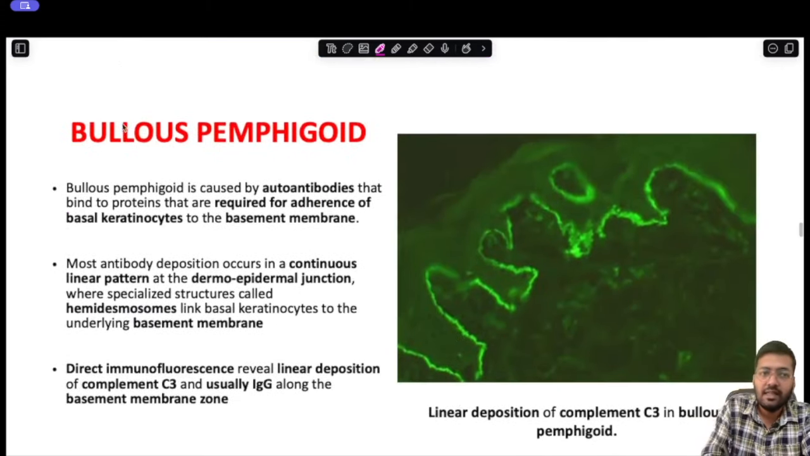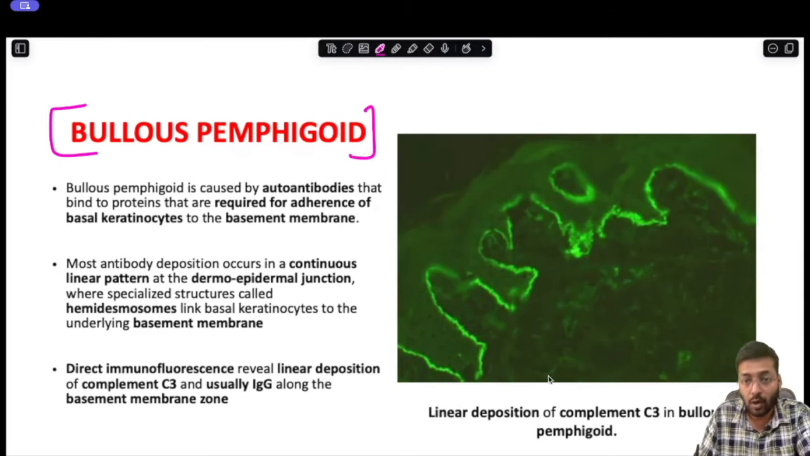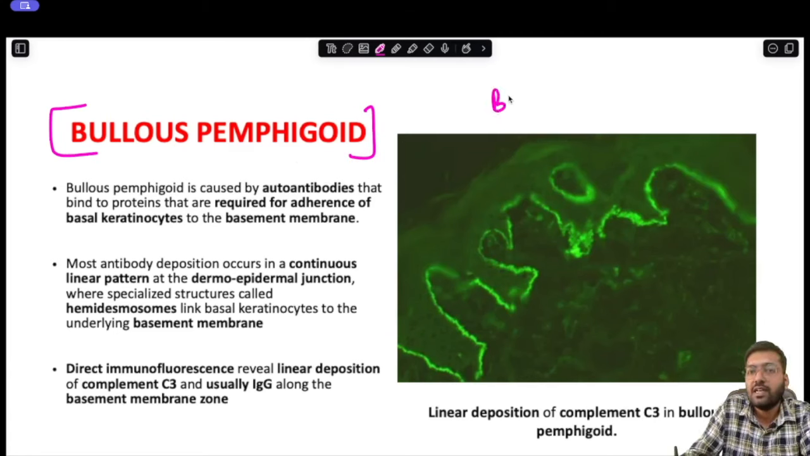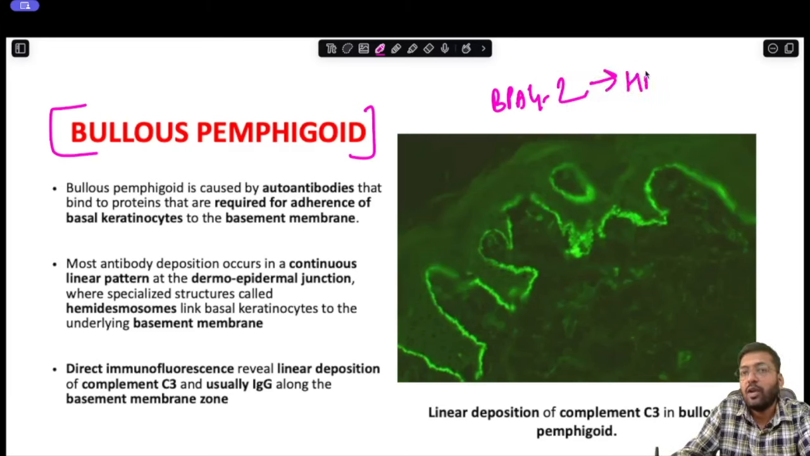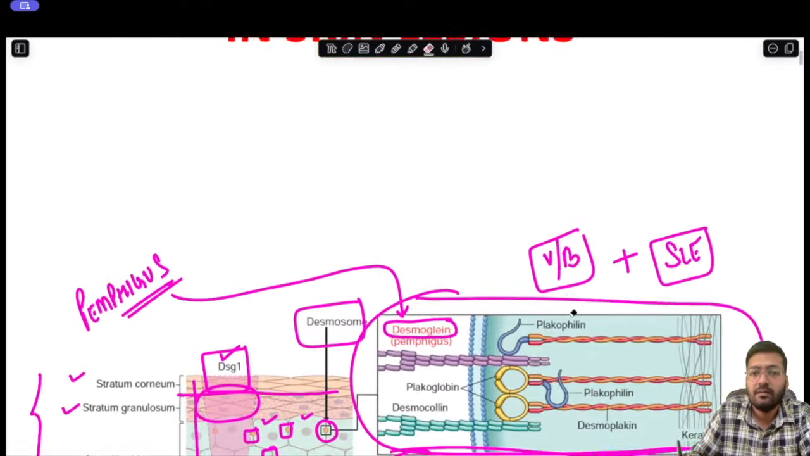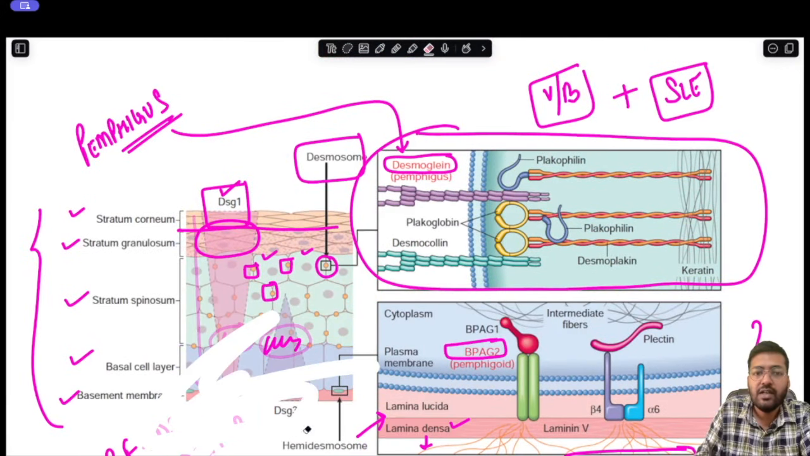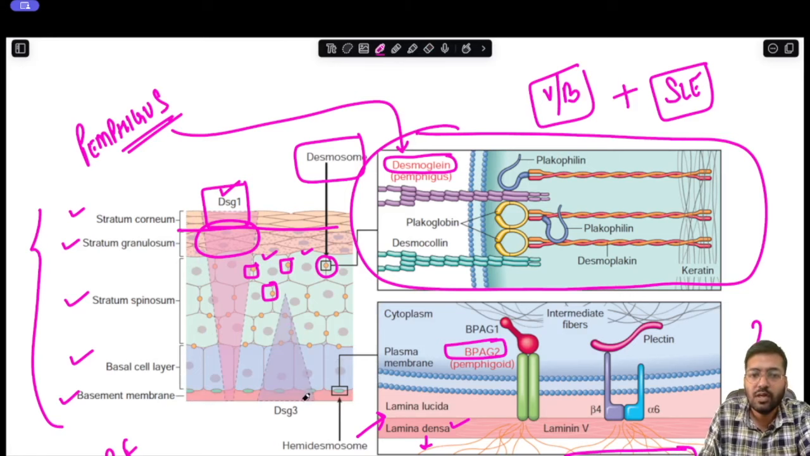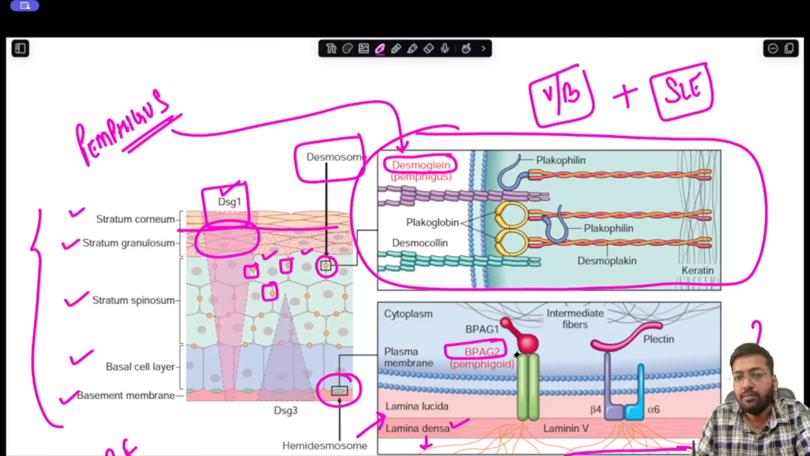Next, we are going to discuss another vesicular bullous disorder, that is bullous pemphigoid. In bullous pemphigoid, as we know, autoantibodies are formed against a component called BPAG2, which we have already discussed, and BPAG2 is a component of the hemidesmosome. Let me show you with the help of the diagram. This is the hemidesmosome, and one of its components is BPAG2, present at the level of the basement membrane. This BPAG2 component is combining with the lamina lucida of the basement membrane.